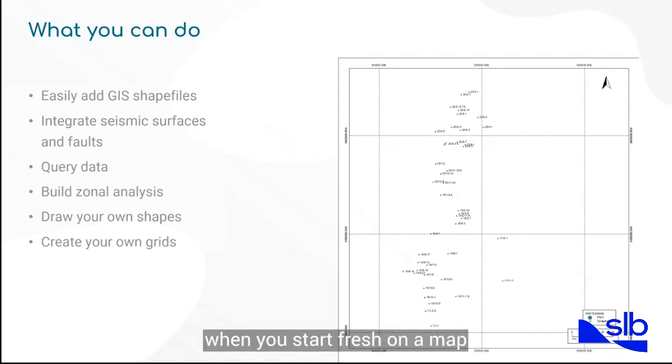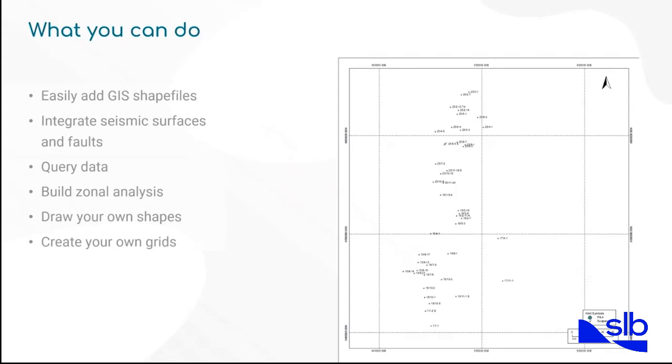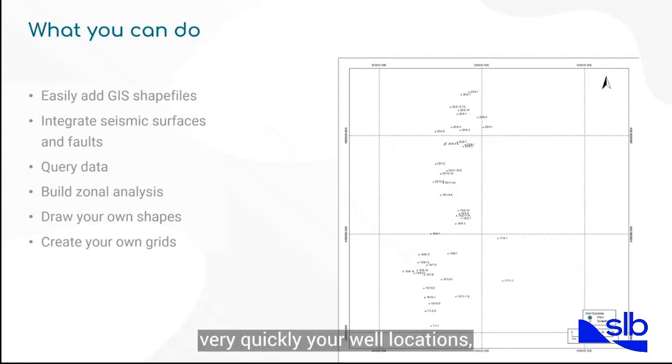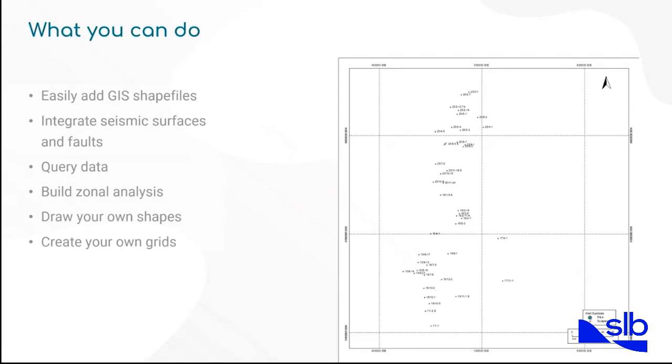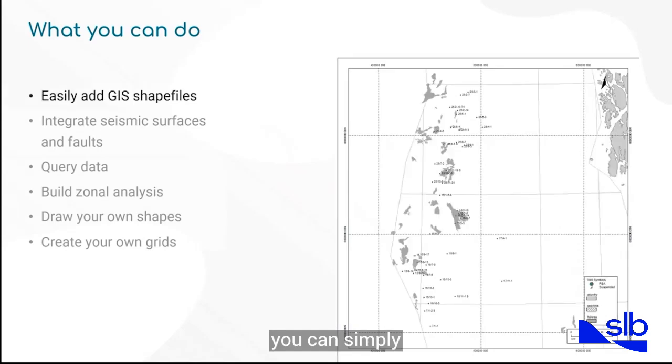Okay, so a very basic list of what I can do with these maps now. When you start fresh on the new mapping, you can see very quickly your well locations. They're there for you to get started with. From there, you can easily add in things like shapefiles. So coastlines, quads, blocks, license round areas, all of that can be put in there.